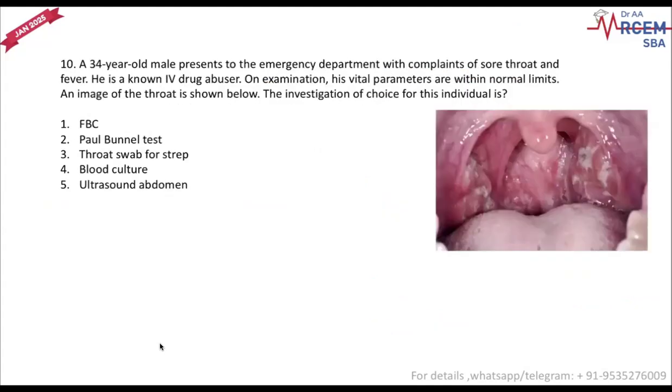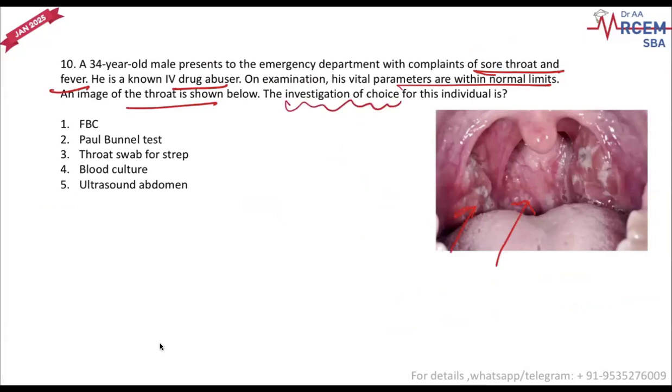A 34 years old male presents to the emergency department with a sore throat and fever. He is a known IV drug abuser. The vital parameters are completely stable. Throat is shown here, which is quite inflamed. It is a tonsillopharyngitis, pharyngotonsillitis, the patient is having. They are asking what is the investigation of choice.